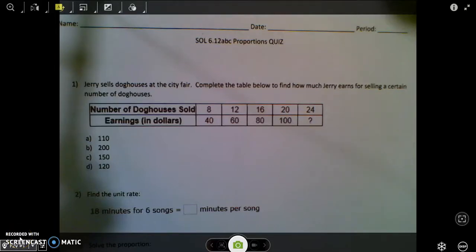All right, so as we go over these quiz corrections, you want to go ahead and make sure that you are making the corrections as we go. Some of these I'll show you more than one way to solve the problem if that's possible.